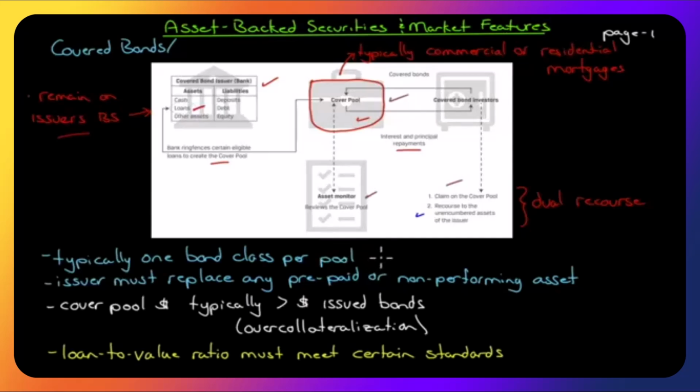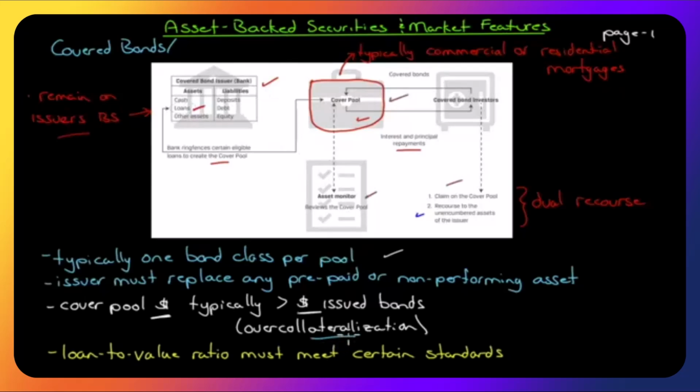Typically one bond class per pool is issued. The issuer must replace any prepaid or non-performing assets. So if one of the commercial mortgages or residential mortgages prepays, well then it disappears from the covered pool. The bank must replace it with something else. The covered pool dollar value is typically greater than the dollar value of the issued bonds. So you have a form of credit enhancement here on top of the fact that they are segregated assets, also on top of the fact that the bond investors have recourse to the bank itself.